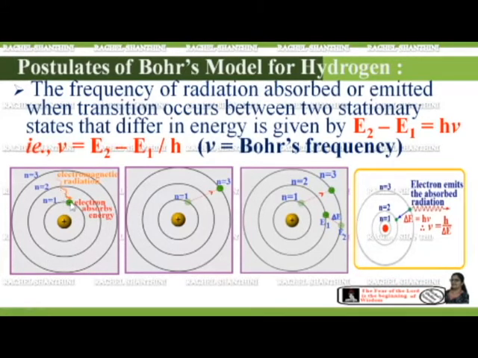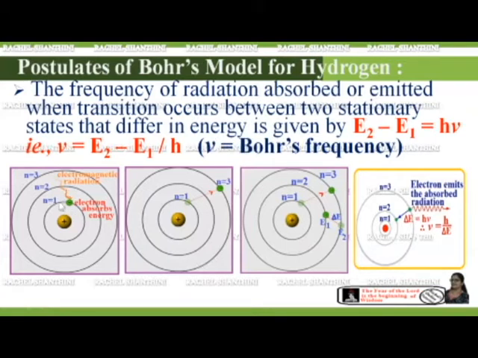When energy from some external source is supplied to the electron, it may jump to a higher energy level by absorbing a certain amount of energy. When the electron jumps back to the lower energy level, it radiates the same amount of energy in the form of radiation, and this radiation is equal to the difference in the energy between the two energy levels.